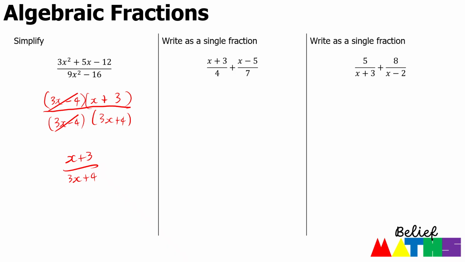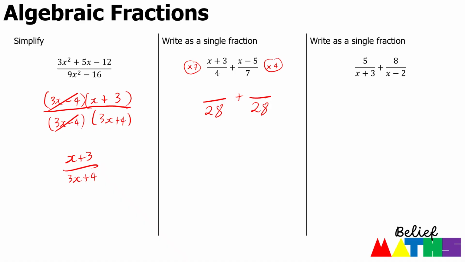Now when we're adding fractions, which we're doing in the next two questions, remember adding fractions, whether they have algebra or not in them, we need a common denominator. So we're going to make both of these into 28. So we've multiplied the first fraction by 7 and the second fraction by 4.